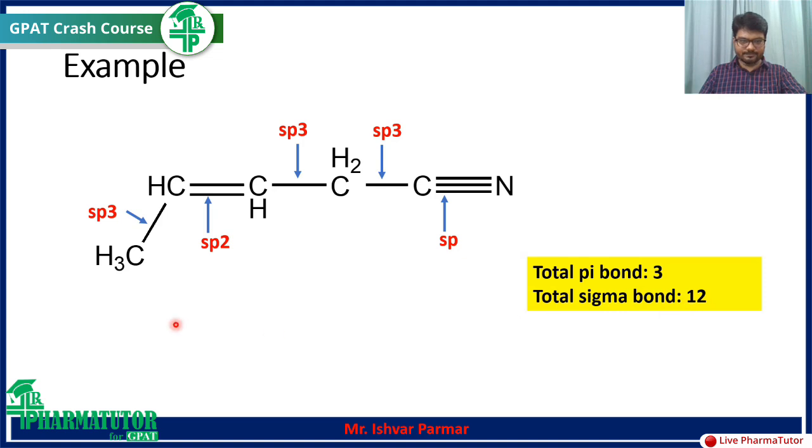How is it 12? Each hydrogen with carbon forms a sigma bond. So 3, 4, 5, 6, 7, and another one is also a sigma bond, 8, 9, 10, 11 and 12. So there are 12 sigma bonds and 3 pi bonds. How? Here is 1 pi bond, 1 and 2, a total of 3 pi bonds present in this example.